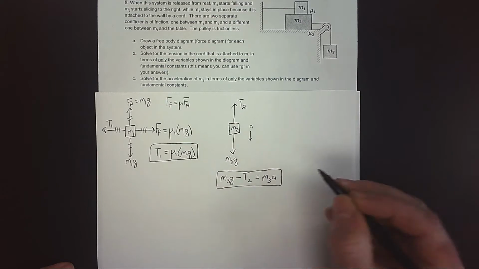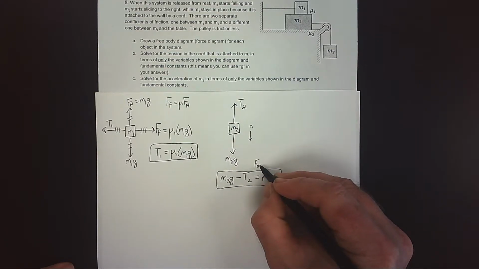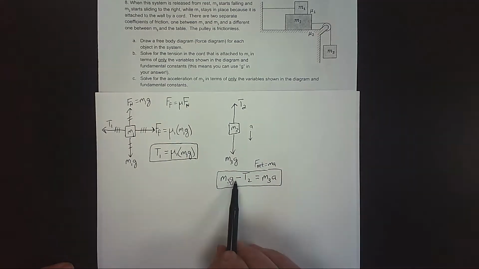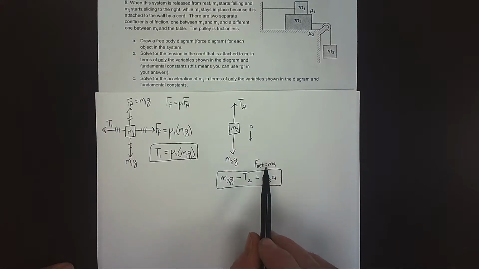And so I've got Newton's second law. This is F net equals ma. Remember, I'm doing net force two different ways. I can find it by subtracting my forces, and I can also find it through the formula, Newton's second law, F net equals ma. And so that would be for the hanging block.